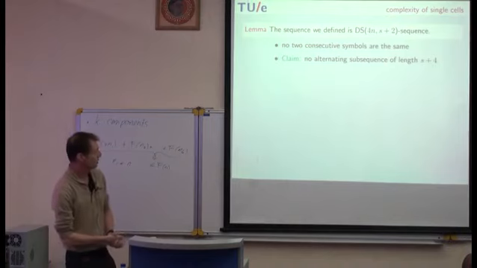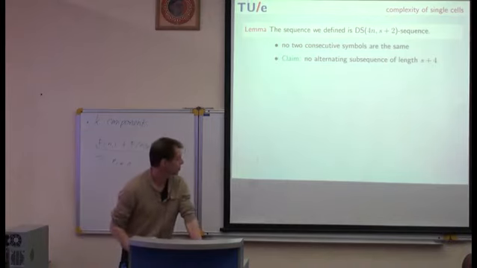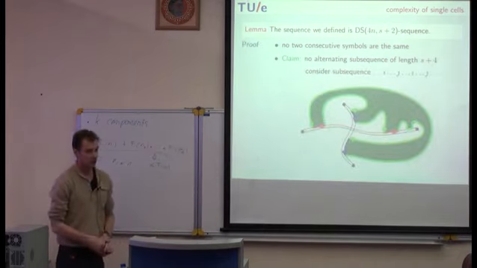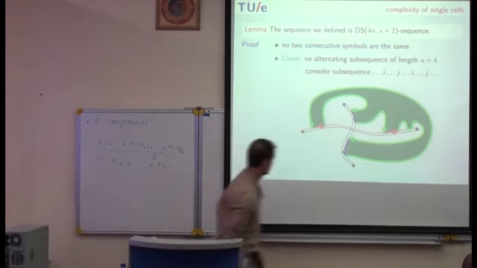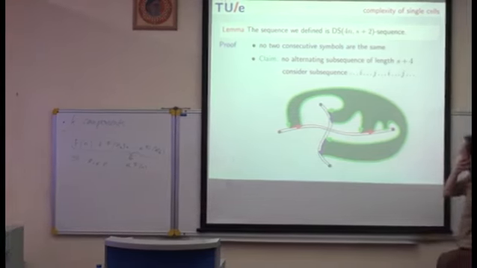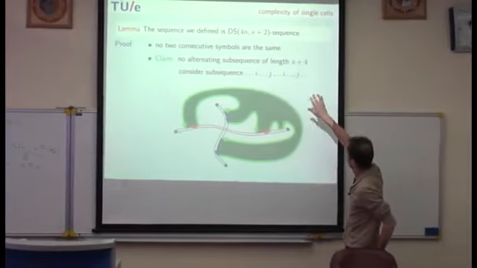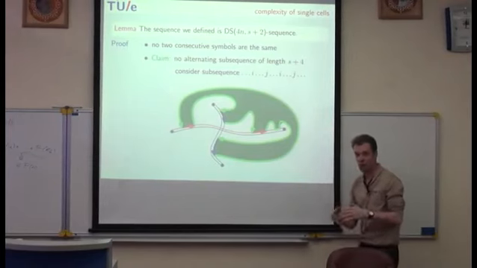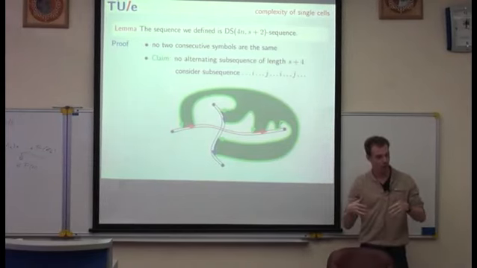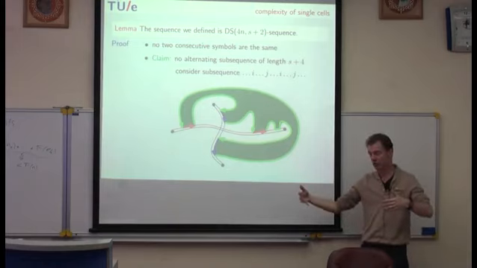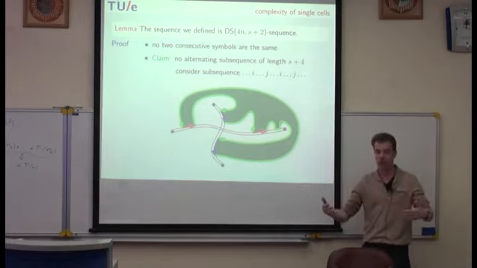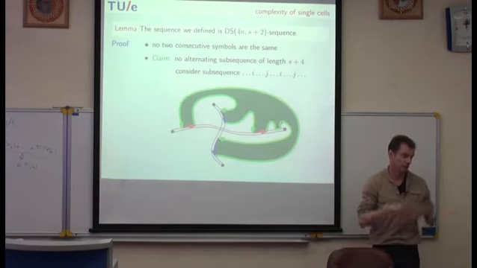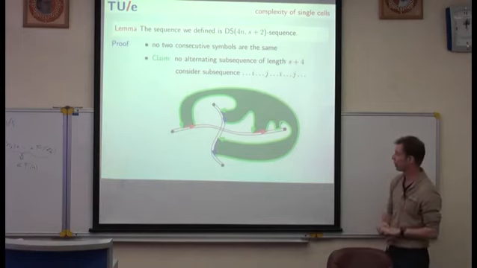So I claim that this is a Davenport-Schinzel sequence of order s plus 4. So let's see how that works. This is actually, I think, a very nice argument. I claim that there cannot be an alternating subsequence of length s plus 4. Of course, what I have to say is, if you have such an alternating subsequence, you get lots of intersections, and 2 curves intersect at most s times. That's roughly what I want to argue.